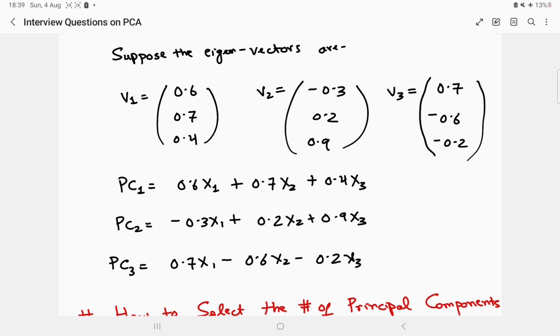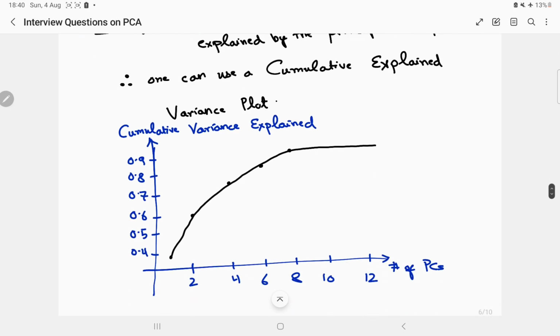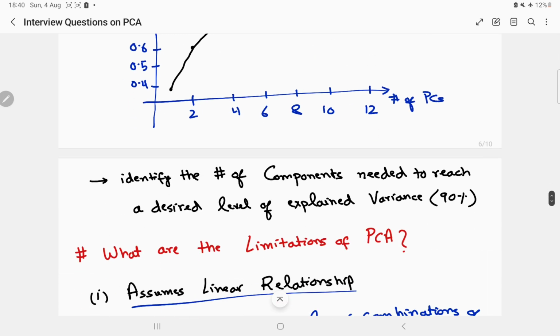The next important question that might come across you is how to select the number of principal components to choose, right? That's a very important and a very logical question. Remember, the goal of PCA is to maximize the amount of variance explained by the principal components. Therefore, one can use a cumulative explained variance plot. On the x-axis, let's plot the number of principal components to choose. And on the y-axis, let's plot the cumulative variance explained when we choose different numbers of principal components. Now based on a threshold, you can decide how many principal components you have to choose. So you can identify the number of components needed to reach a desired level of explained variance.